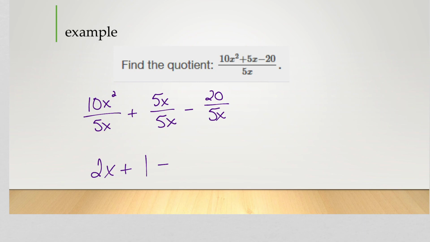Minus, and then 20 divided by 5 is 4, but the x doesn't have anything to combine with or simplify with, so it has to stay in the denominator. And that's okay. This truly is a good answer. It's not a pretty answer, but it's a good answer, okay? So this is our final answer.